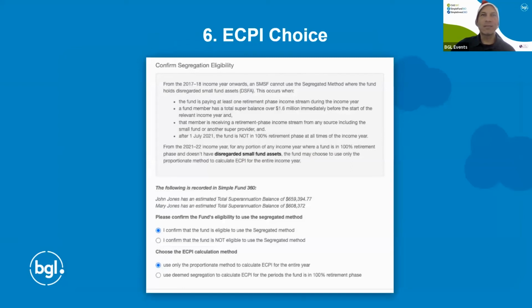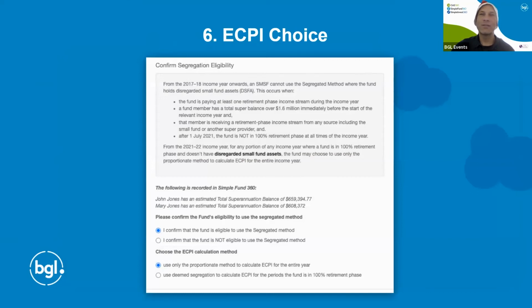ECPI, sometimes it's the boring stuff, but of course it's the most important stuff. So from the 21-22 income year onwards, there are 2 changes for SMSFs when claiming ECPI. If an SMSF is in 100% retirement phase at all times of year, the disregarded small assets rule does not apply, and the fund's assets are segregated current pension assets.